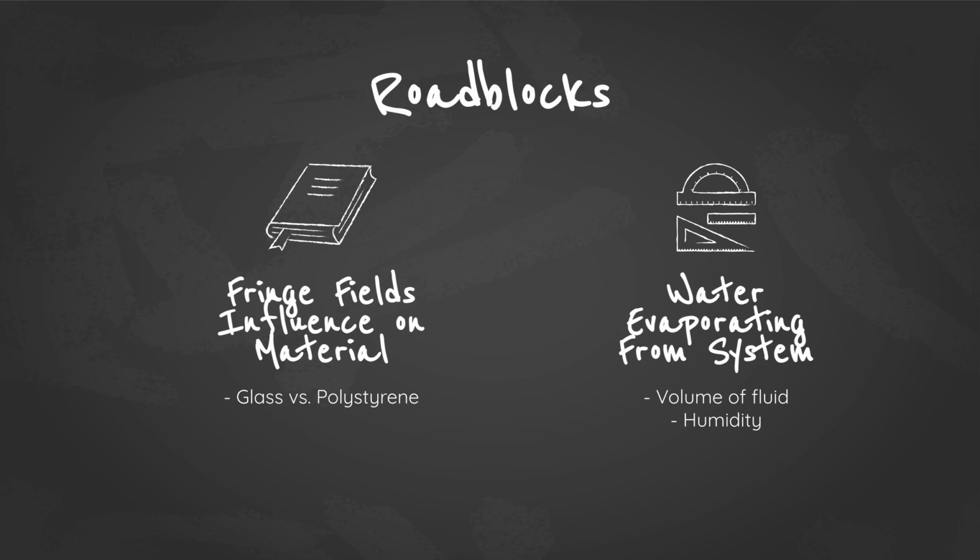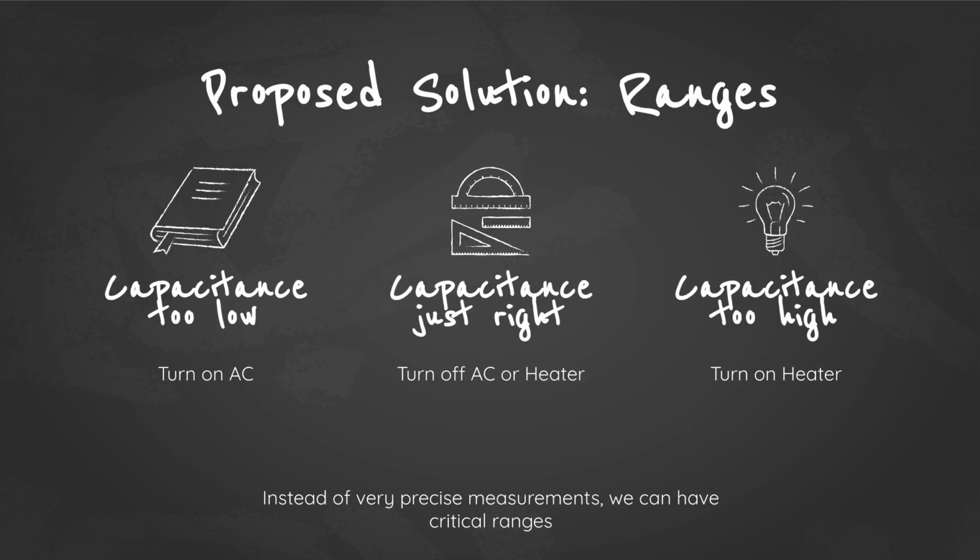So we need to find a way to keep a constant volume of water between the two parallel plates constantly. Our proposed solution for all of our practical considerations and our roadblocks is ranges. Essentially, we're going to have a range of values for our capacitance where it is just right. In this just right range, as indicated in the middle of the slide, we're going to turn off the AC or the heater. And then we're going to have a range where the capacitance is too low.